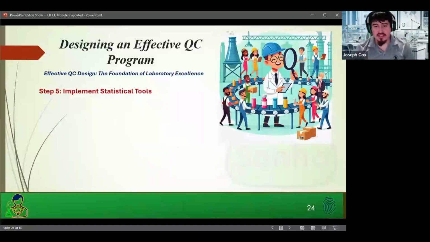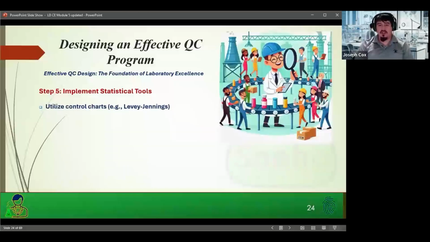And implement statistical tools. It's important to monitor these. You're not just running QC in a vacuum. Your instrument is going to tell you things. It's going to slowly deviate. It happens. If you're not paying attention to the deviations, you might not see it, and then all of a sudden something fails, and you don't have troubleshooting for why it failed.